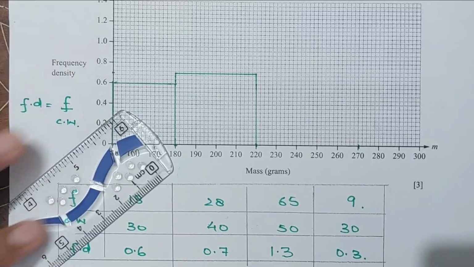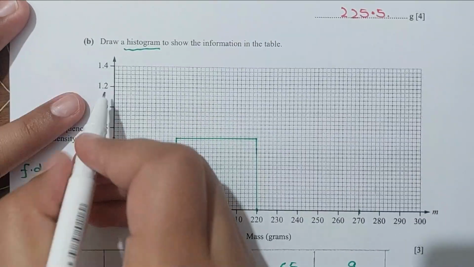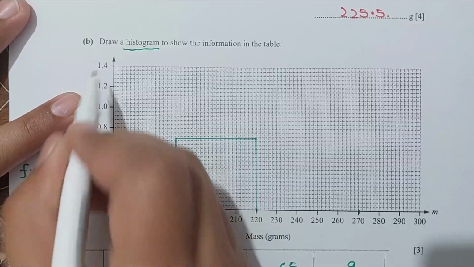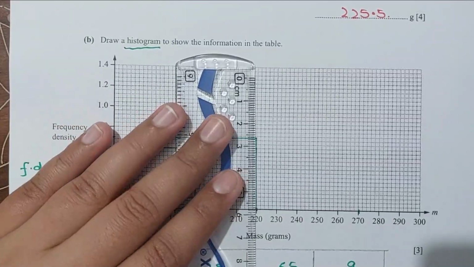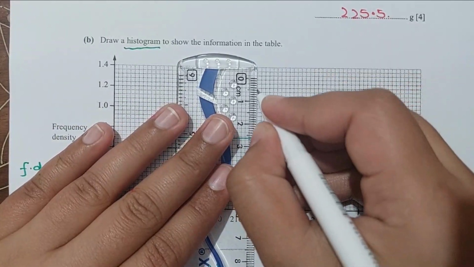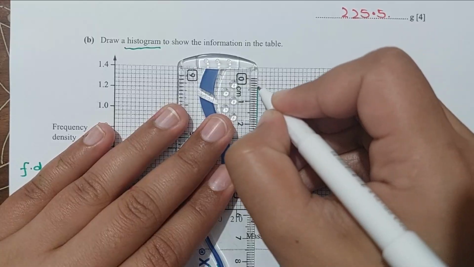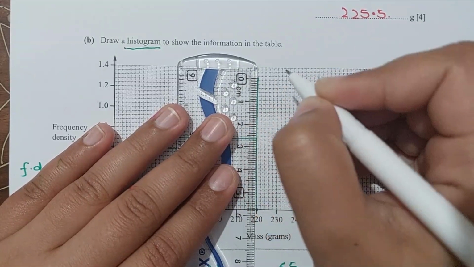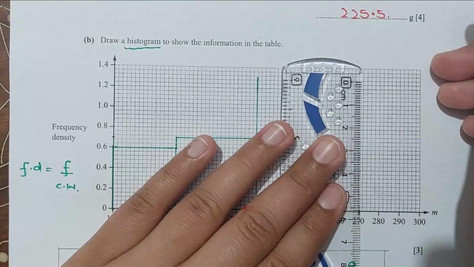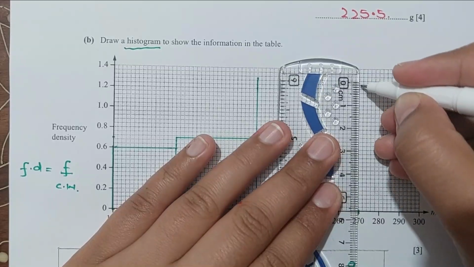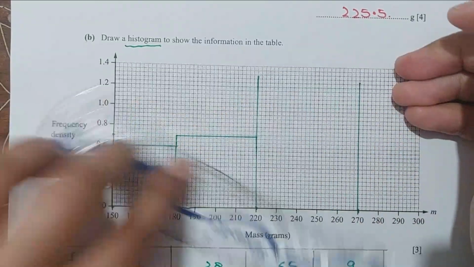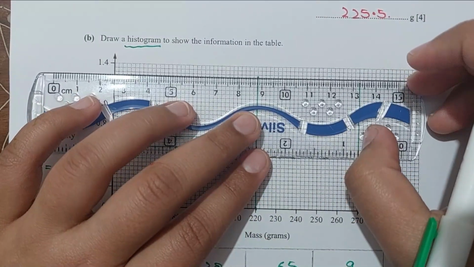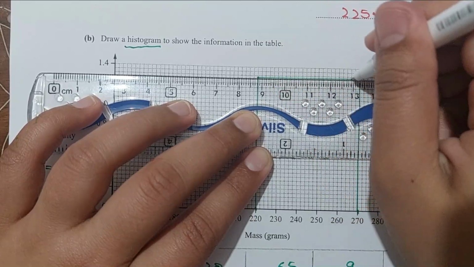1.3 and 0.3. This is 1.2. In between 1.2 and 1.4, there is 1.3. Okay, first fix 1.2. So 1, 2, and in the middle. And we have to go up from this point as well. We will join at the end. Here is the 1.3.